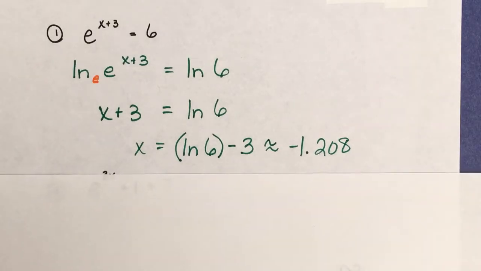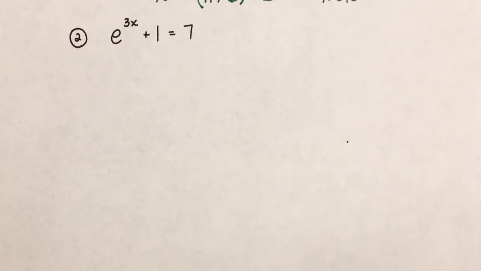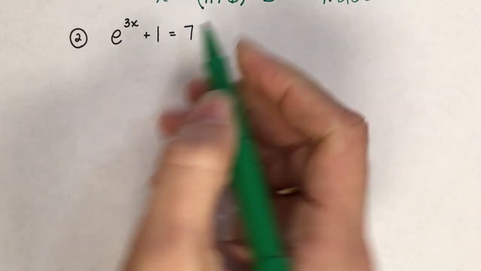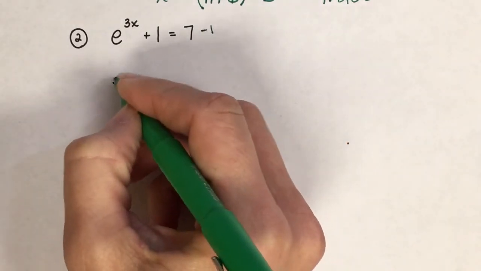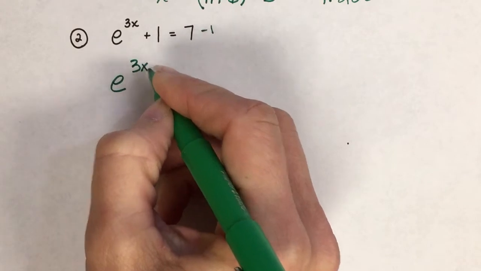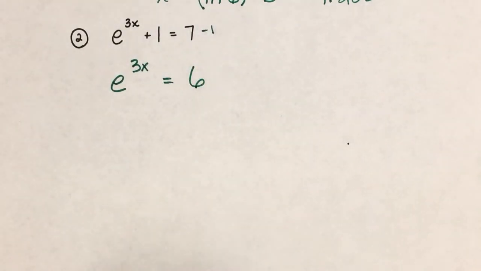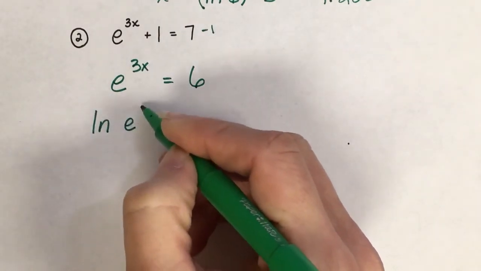Okay, one more example. So let's look here at example 2. Now, my first step here, I do have to get my e term by itself because I've got this plus 1. So you would actually need to start here by subtracting 1. So you have e to the 3x is equal to 6. Okay, so now that I have that by itself, now I do take natural log of both sides.